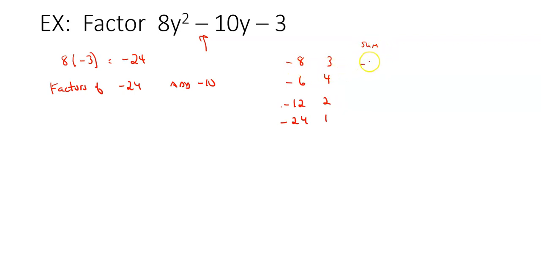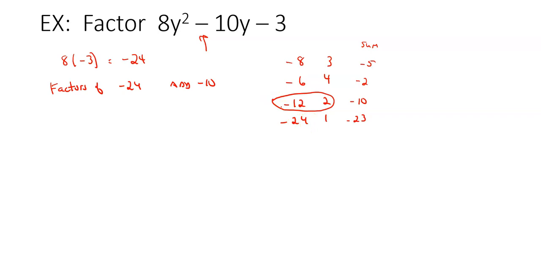Negative 8 plus 3 is negative 5. Negative 6 plus 4 is negative 2. Ooh, negative 12 plus 2 is negative 10. And if I add the bottom ones, I get negative 23. So these are the factors that I want. Right? I want a negative 12 and a positive 2 because they multiply to be negative 24 and they add up to be negative 10.